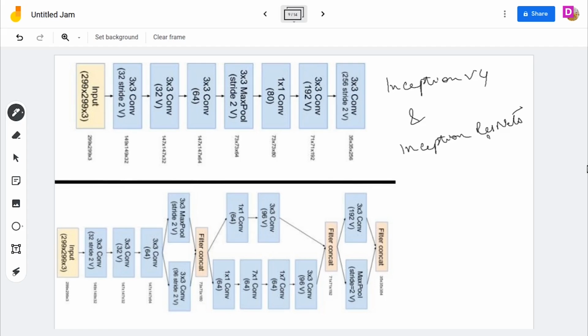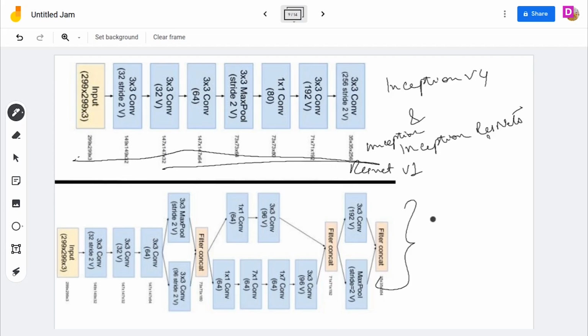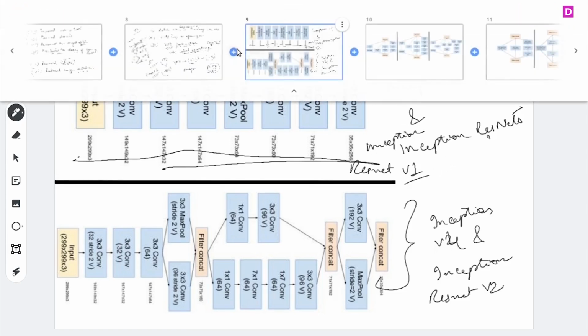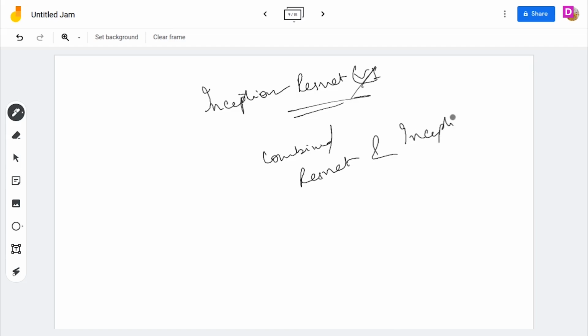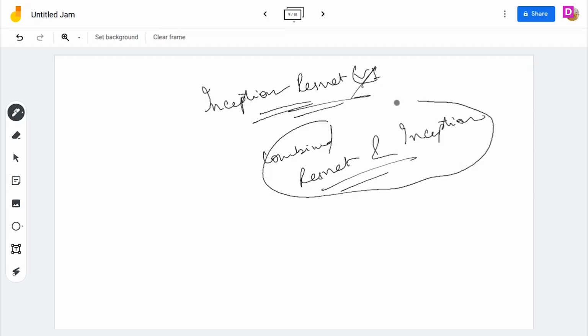So what is this? This is the structure of Inception ResNet v1, and this is the stem structure, basically, of Inception v4 and Inception ResNet v2. So one thing that you need to know is, when we talk about Inception ResNet in general, what this means is that it has combined ResNet and Inception blocks. So these two modules have been combined. We will see how this has been combined, but the whole idea about Inception ResNet is basically a combination of ResNet and Inception module together.